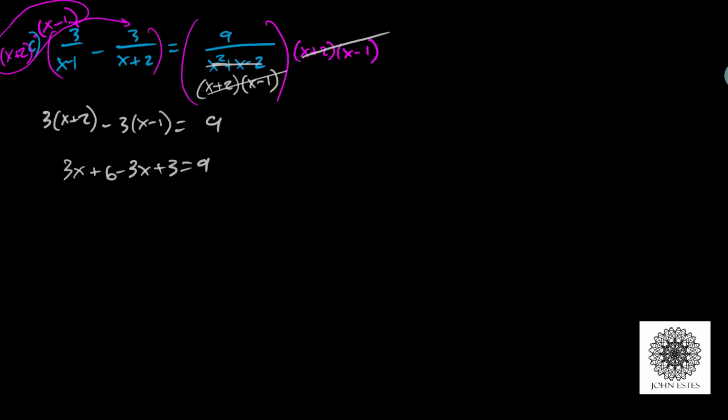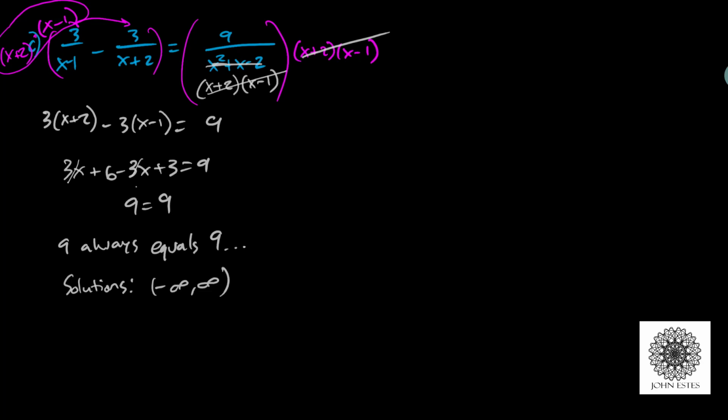And something funny is happening here. Notice here that the 3x and the negative 3x are going to cancel out, so I end up with 9 equals 9. Okay, so now I need to ask myself, when does 9 equal 9? And so 9 always equals 9, meaning that my solution could be anything. Anything from negative infinity to infinity, right? So that's covering the entire number line like this.